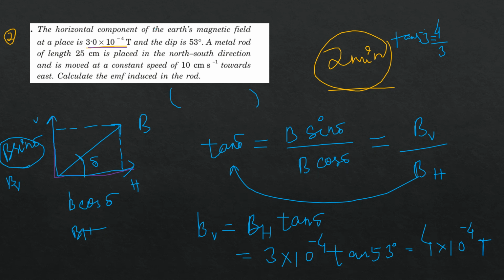What is asked? A metal rod of length 25 centimeters is placed in the north south direction, like this. This is north, this is south. The rod is 25 centimeter. It's moving at a speed of 10 centimeter per second towards east.